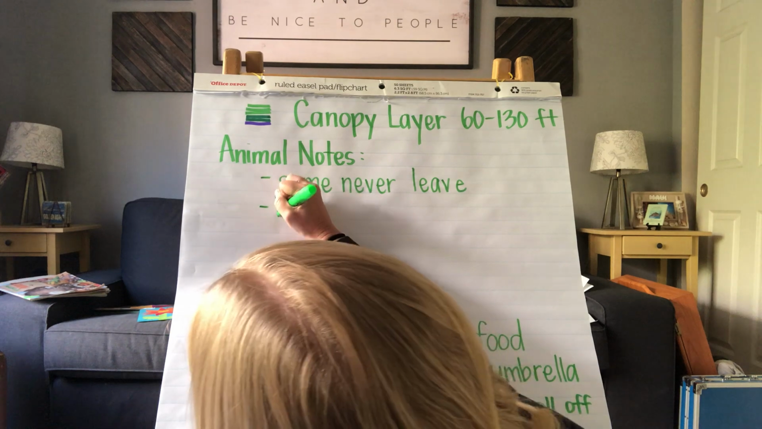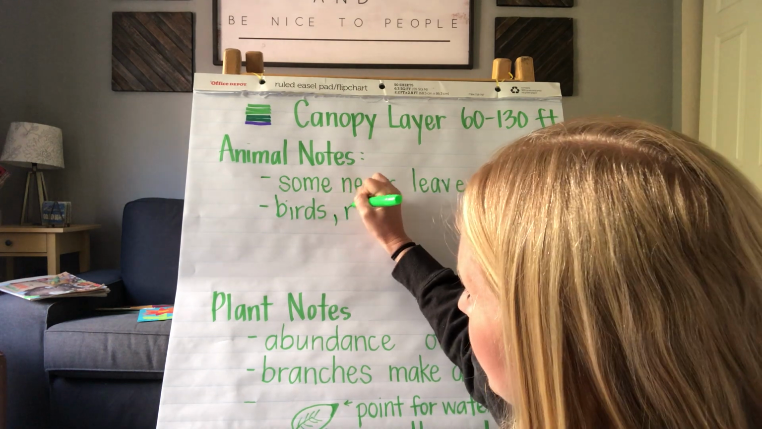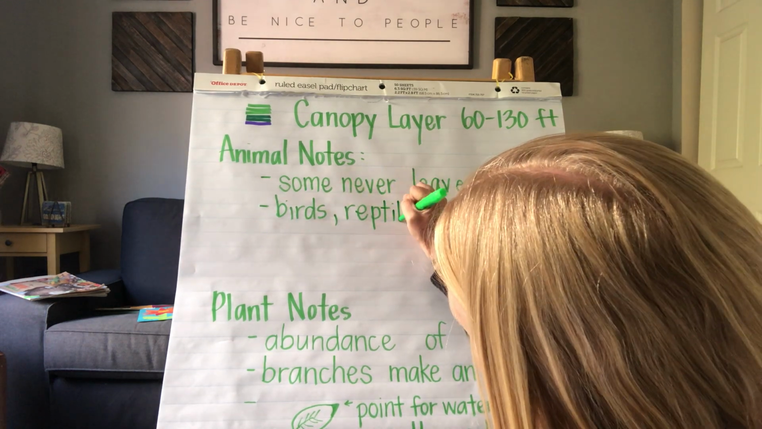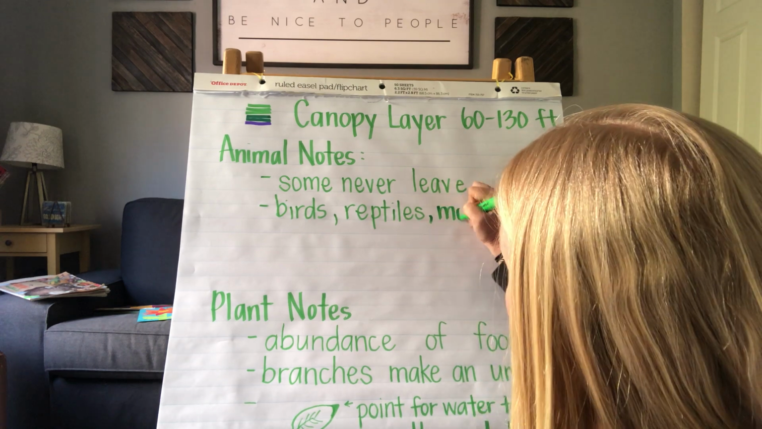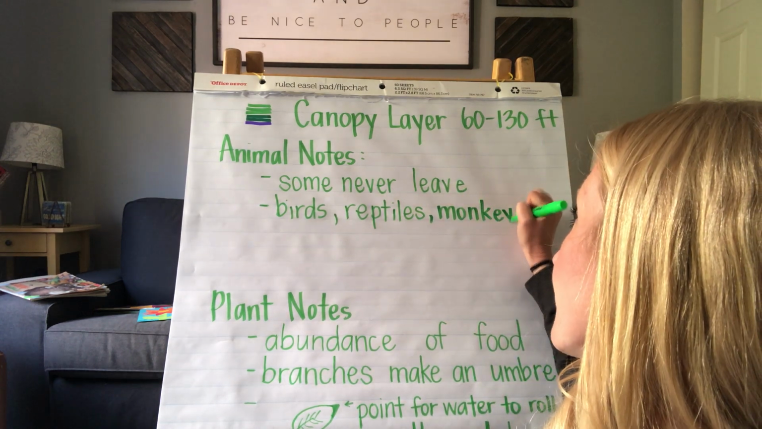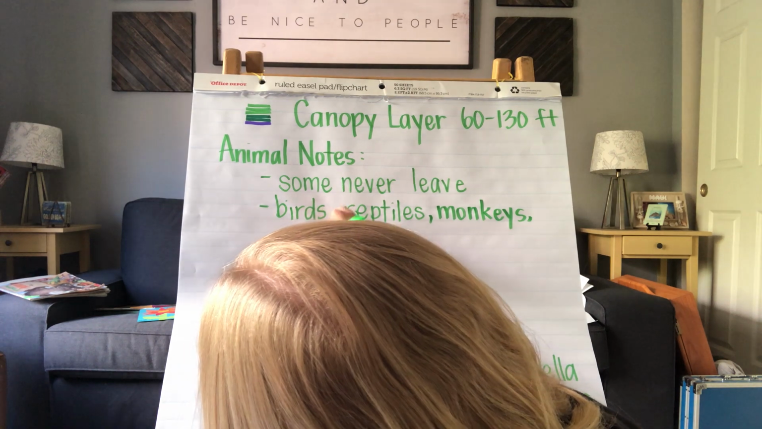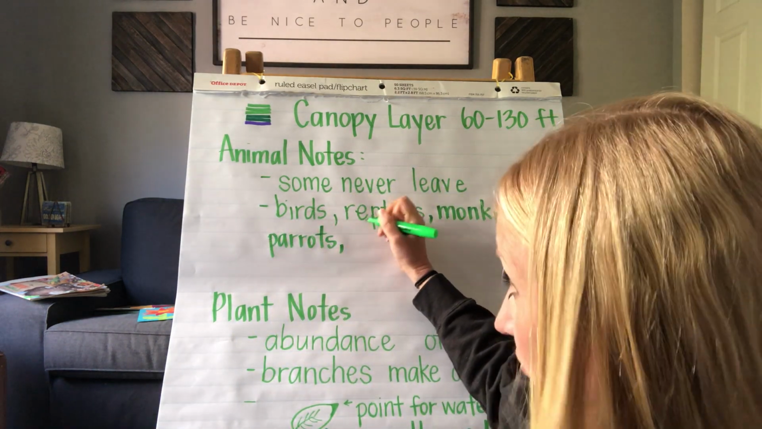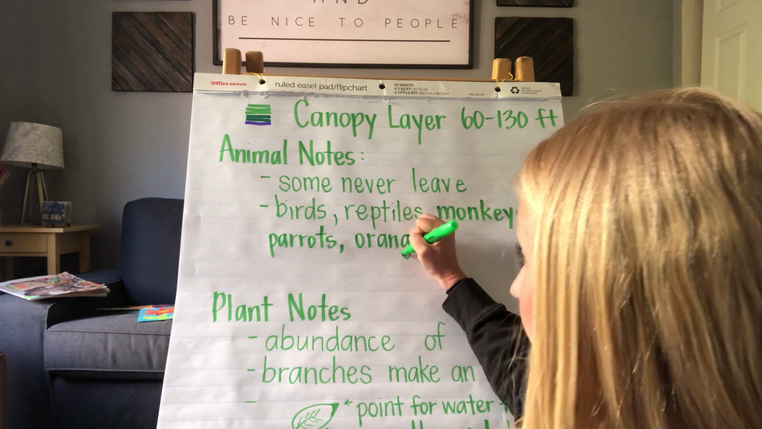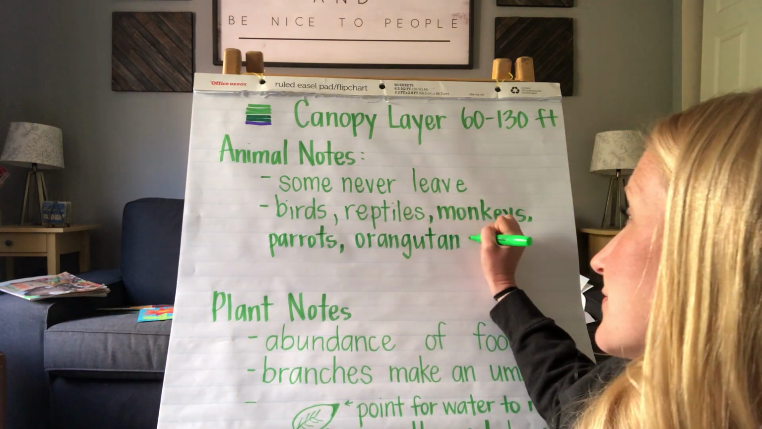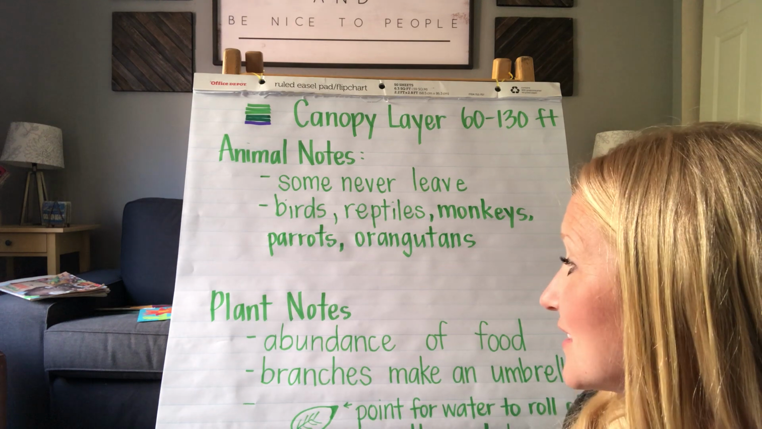So birds, reptiles, parrots, monkeys. I'll put monkeys first. Now I actually have some more room, so I'm going to continue parrots. And then I actually liked how it said orangutans, which is a really long word, but I've got my finger on it down here. I want to make sure I spell it right. And of course, you can put any animals that you find fascinating. So that is our canopy layer.